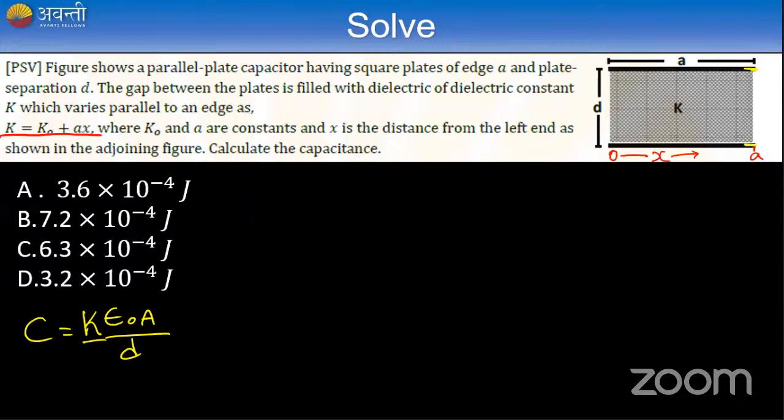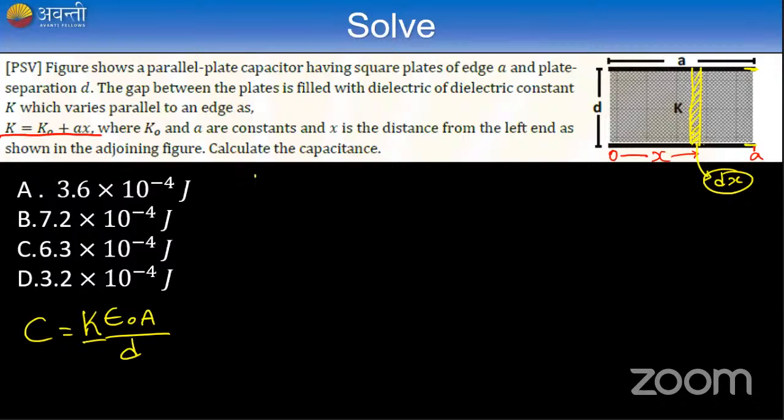So what will be my function? I hope most of you have learned this in your math course, how to consider integration. If you are given such things, you have to consider a small strip of length dx. If I integrate this small strip dx from 0 to a, can I get the total capacitance? Yes. If I integrate this small strip from length 0 to length a over this region, I'll get the total capacitance.